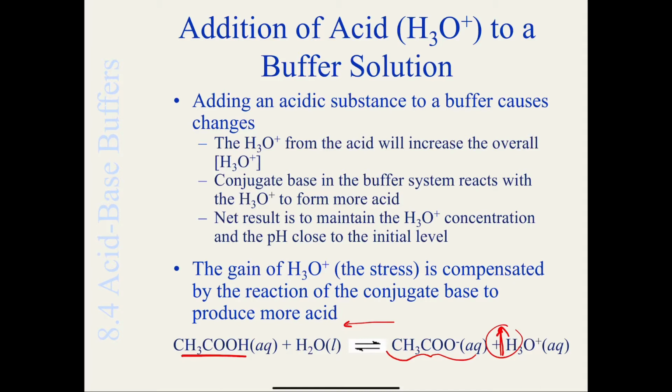Now in this case, since we're adding an acid, we would see a slight decrease in the pH. To summarize, the gain of hydronium, or the stress, is compensated by the reaction of the conjugate base to produce more of the weak acid, acetic acid in this case.